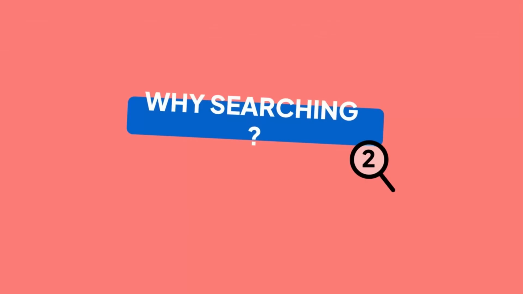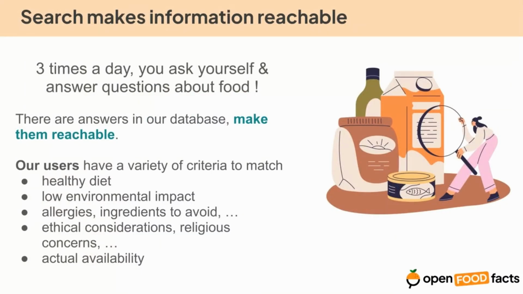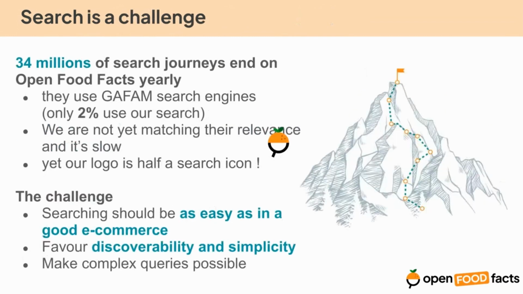And why is searching important in this context? Every day you make choices about your alimentation. And we want you to have choice about what you eat. And we want to make the products that are in our database reachable. And you may have different criteria for what you search: a healthy diet, low environmental impact, allergies, ingredients, etc. There are a lot of things, like also ethical considerations or religious concerns and so on. So that's why search is important.